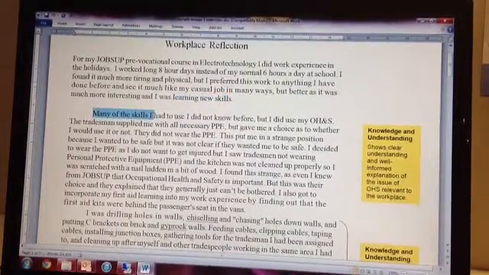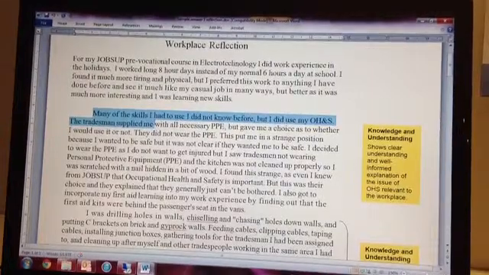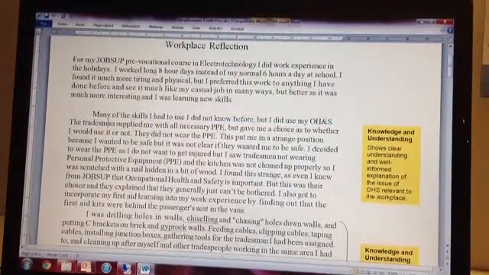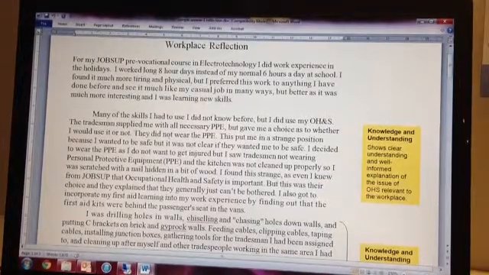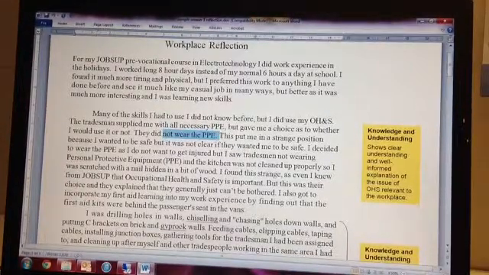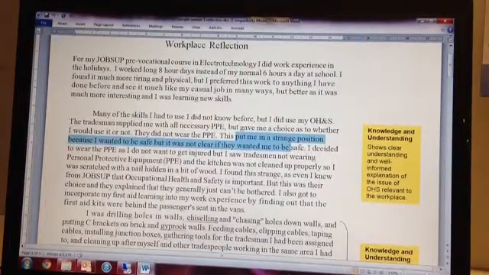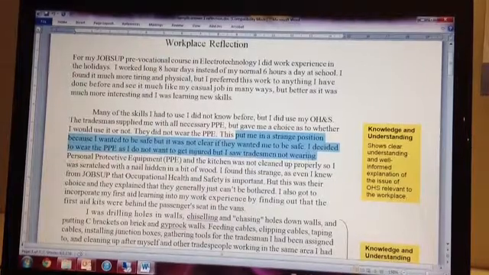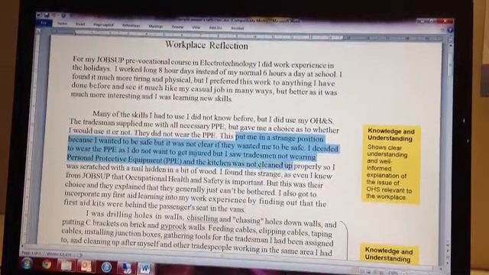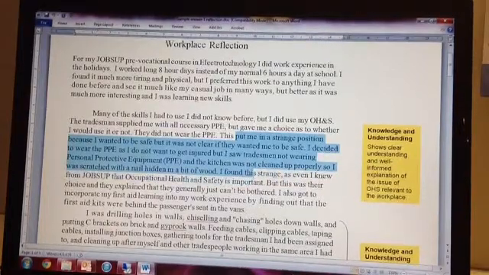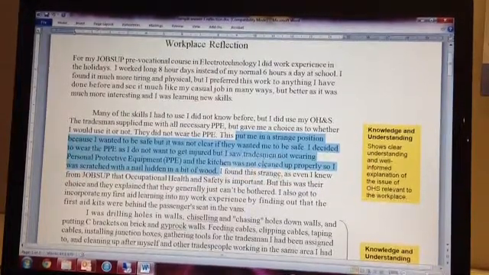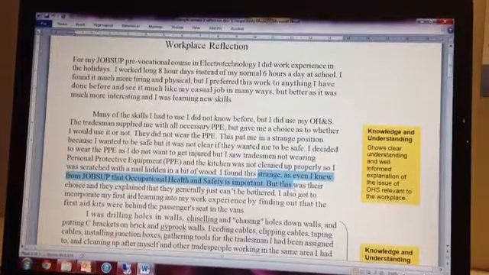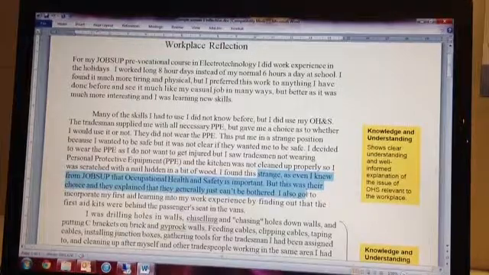Many of the skills I had to use I didn't know before, but I did use my OC health and safety. The tradesman supplied me with all the necessary PPE, but gave me a choice as to whether I should use it or not. They didn't wear PPE. This put me in a strange position because I wanted to be safe, but it wasn't clear if they wanted me to be safe. I decided to wear the PPE as I do not want to get injured, but I saw tradesmen not wearing personal protective equipment and the kitchen was not cleaned up properly, so I was scratched with a nail hidden in a bit of wood. I found this strange, as even I knew from jobs before that OC health and safety is important, but this was their choice and they explained that they generally just can't be bothered.